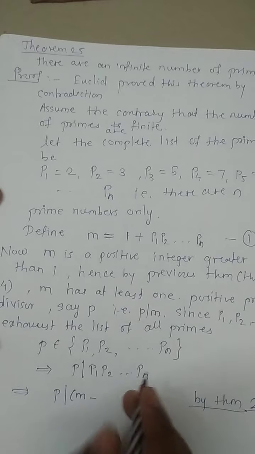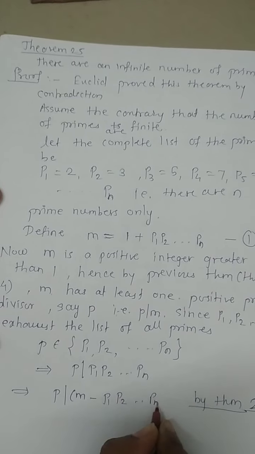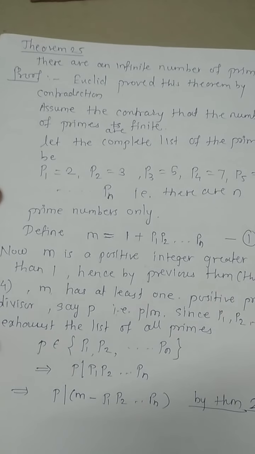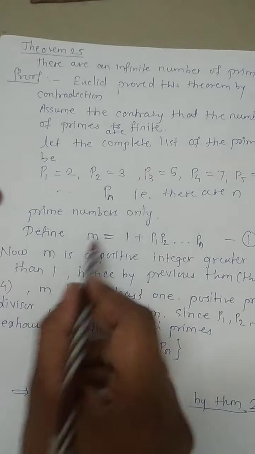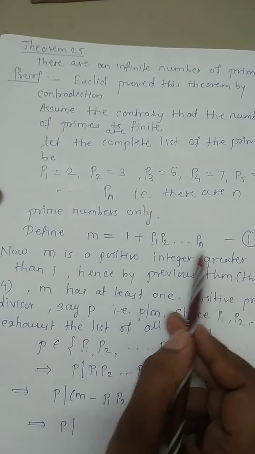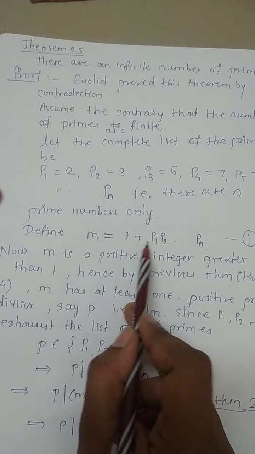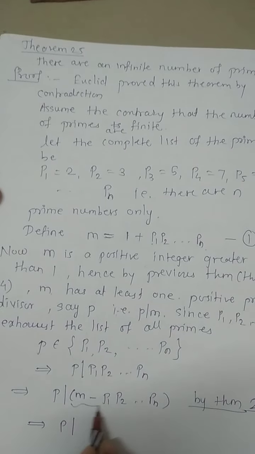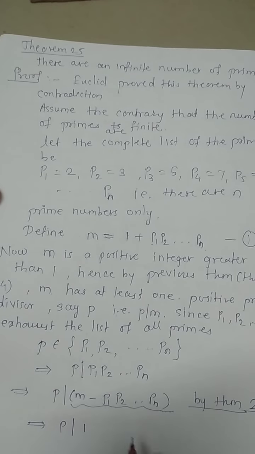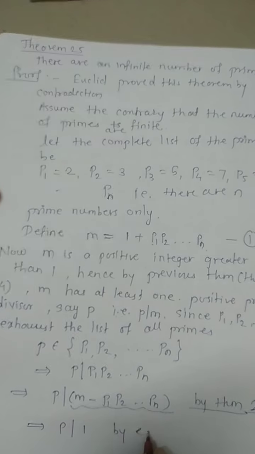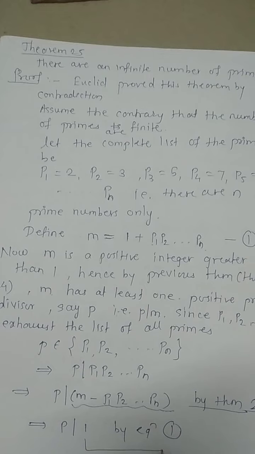We can write m minus P1, P2 up to Pn. So this implies P divides m minus P1, P2, Pn. From equation 1, m minus P1, P2, Pn equals 1. So instead of this quantity we can write here 1. By equation 1, call this equation 2.